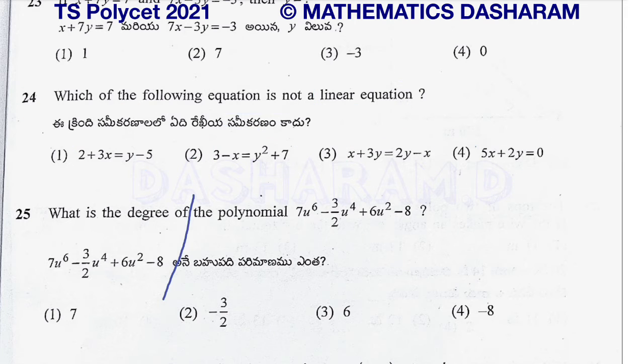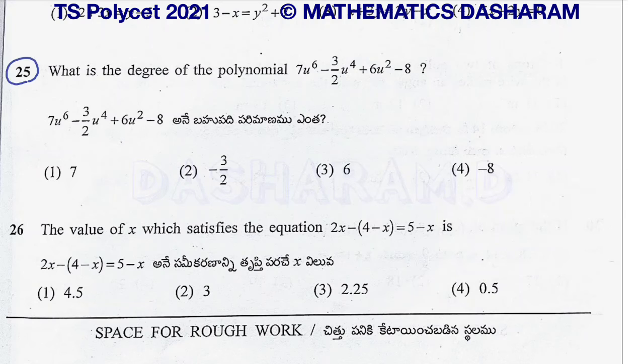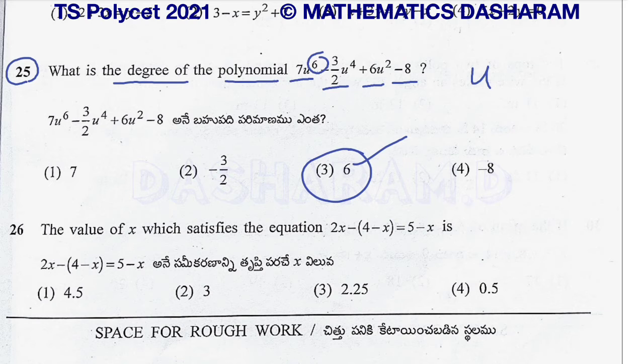Next, the 25th question. What is the degree of the polynomial 7u to the power of 6 minus 3 by 2 u to the power of 4 plus 6u square minus 8? Degree means the highest power of the variable. Your variable is u. The highest power is 6. So option 3 is correct.